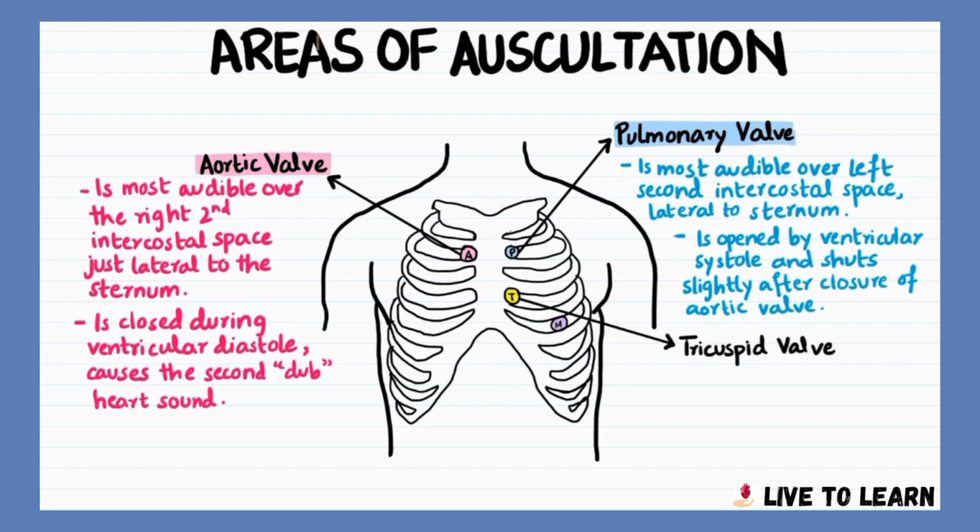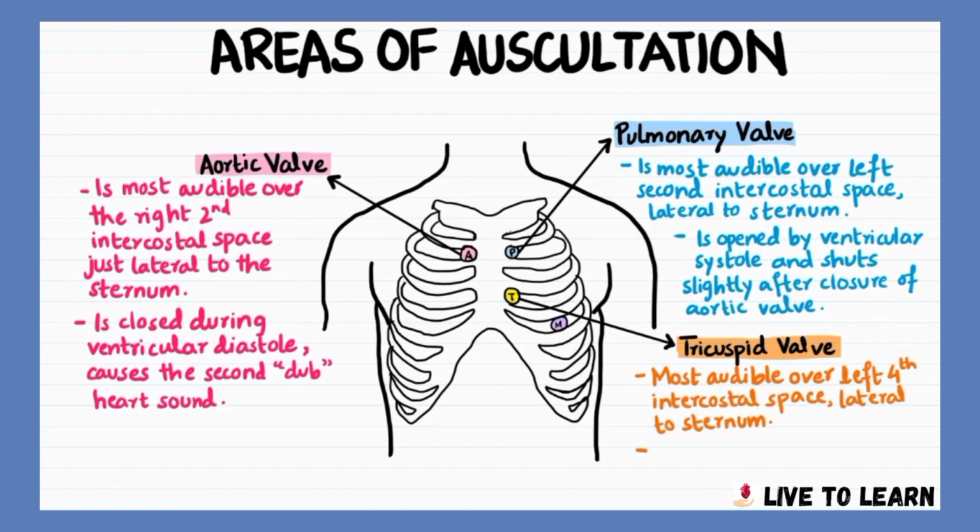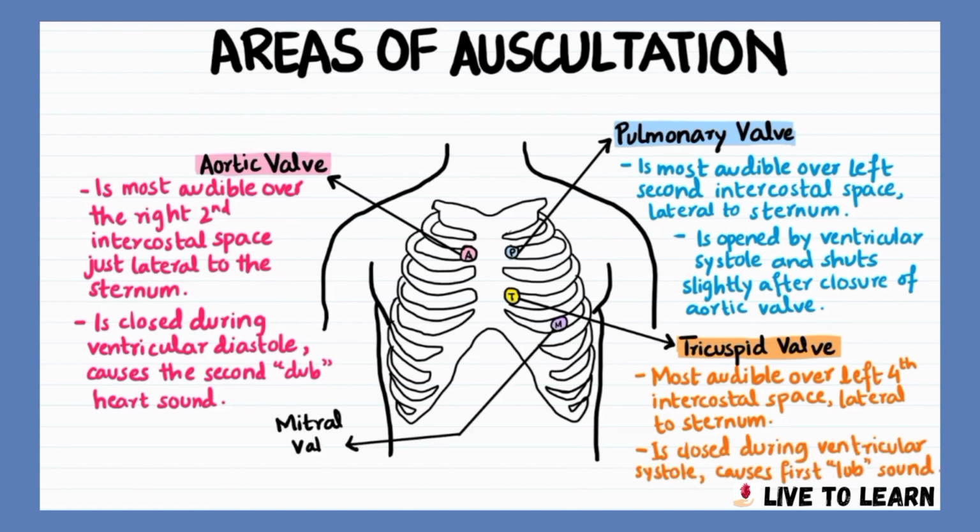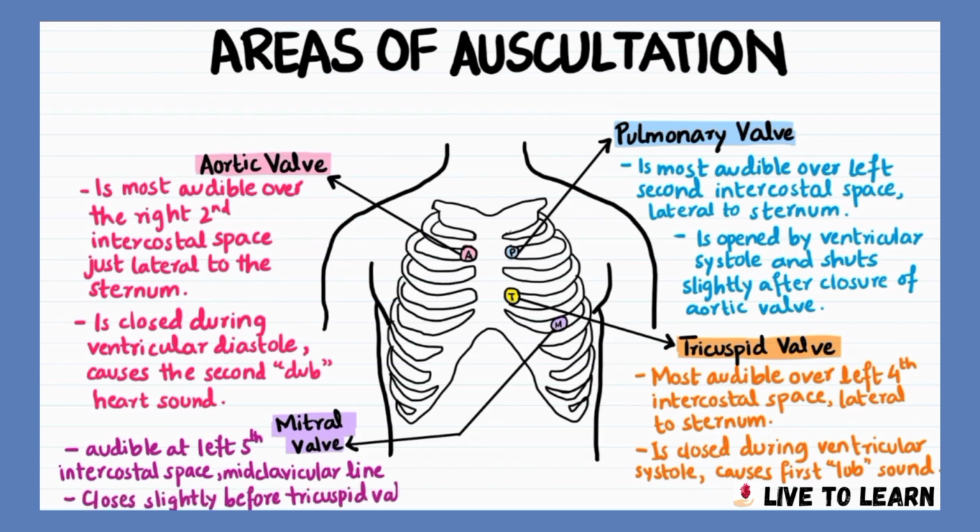The tricuspid valve is most audible over the left fourth intercostal space lateral to the sternum. It is closed during ventricular systole and causes the first heart sound. The mitral valve is audible at the left fifth intercostal space at the midclavicular line. It closes slightly before the tricuspid valve and causes the first heart sound.